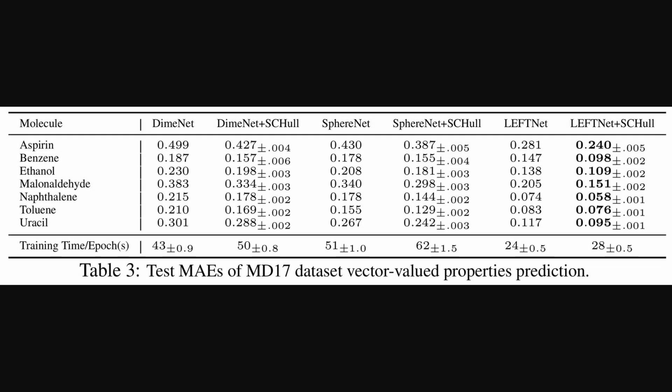Building on that construction method, this table then shows some really compelling results. It's looking at the performance of different graph neural network architectures, like DimeNet, SphereNet, and LeftNet, on the MD17 dataset, a benchmark for predicting atomic forces. The key metric is mean absolute error, or MAE, a measure of prediction error, so lower is better. And consistently, when Spherical Convex Hull is added, the mean absolute error drops across various molecules, like aspirin. The training time per epoch, one full pass through training data, only slightly increases, showing this improved accuracy doesn't come at a huge computational hit.